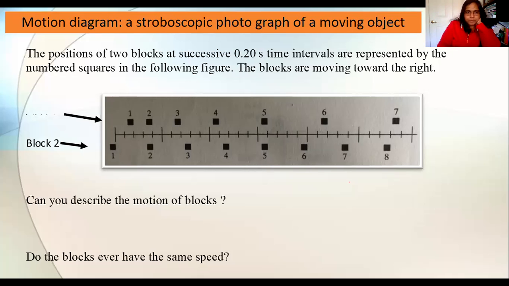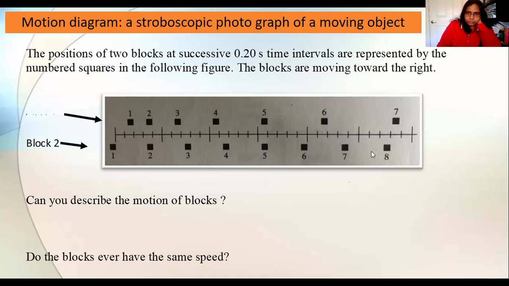The first one is acceleration. Why do you think so? Because the gap is getting bigger every time, every 0.2 seconds. Yes. So it's acceleration. It's accelerating because the gaps are increasing. Yes, that's right. Then block 2?